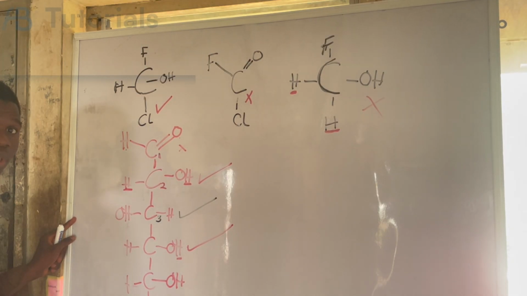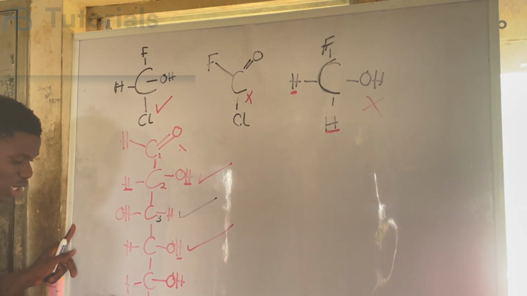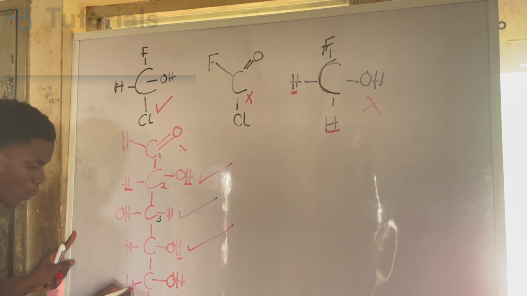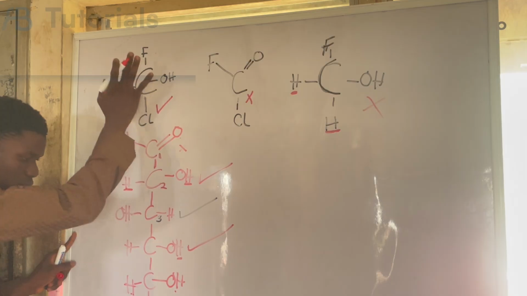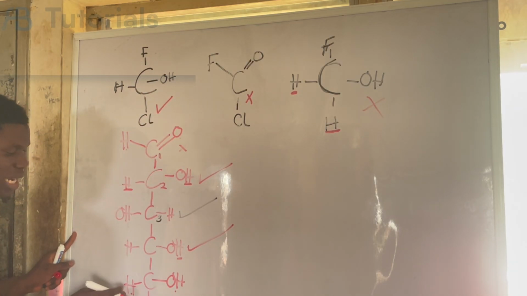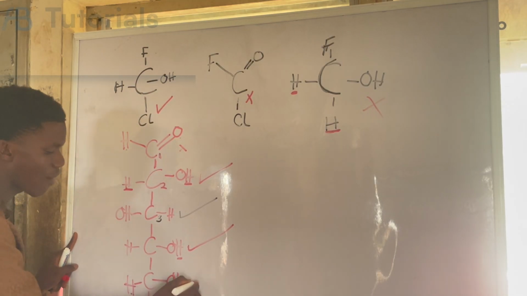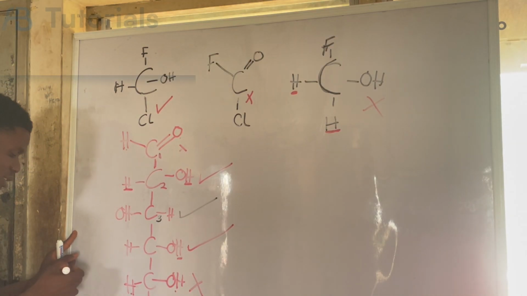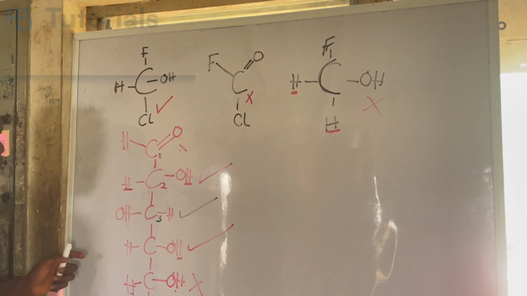What about this last guy? It is not a chiral carbon. Why? Because it has 2 hydrogens. I hope you understand that. It has one group, and the last, everything up here. But these 2 guys are the same thing. And a chiral carbon should have 4 different things attached to it. I hope that is clear.